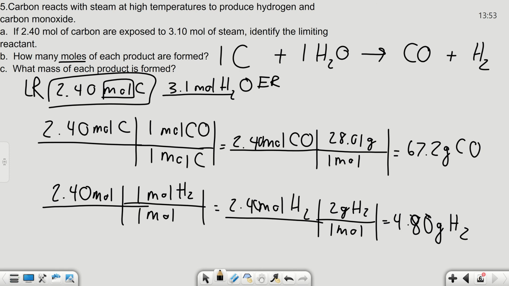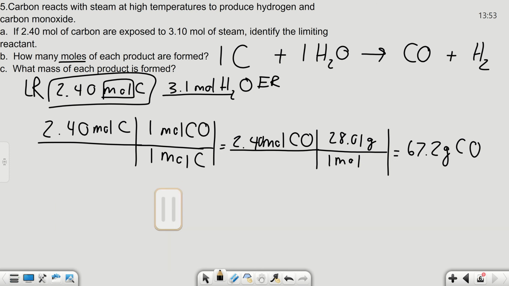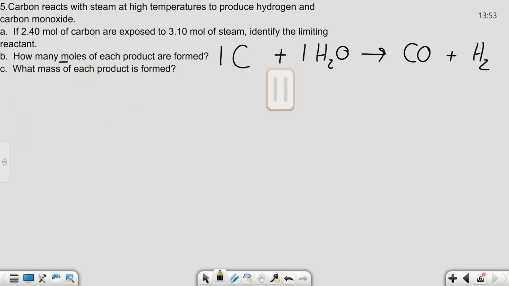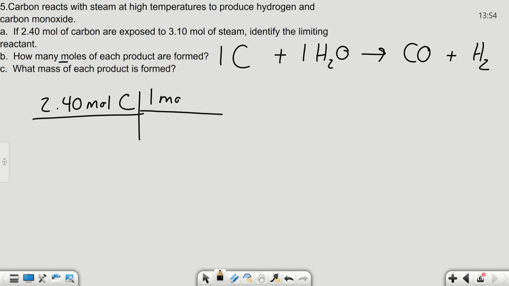All right. So again, use the ratio, find one of the products, see which one produces less, and that's your limiting reactant, and go from there. I will go ahead and quickly add in the last part again. Let's find the excess amount of moles, because it doesn't actually give me a mass, so I can't subtract that. How many moles of water would be left over? Well, once again, I would do 2.4 moles of carbon, and I'm going to go to water, 1 mole of water for 1 mole of carbon.